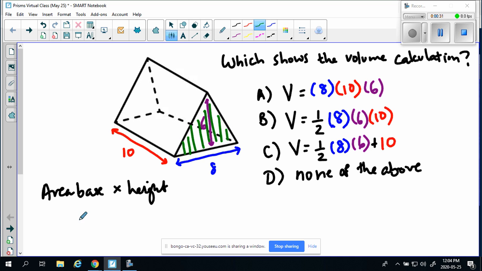So the area of the base in this case is the area of a triangle, which is 1/2 base times height. And then the height of it looks like the length in this case, but that's going to be 10. So actually your answer is B, 1/2 base times height times 10. And this will give you the volume.